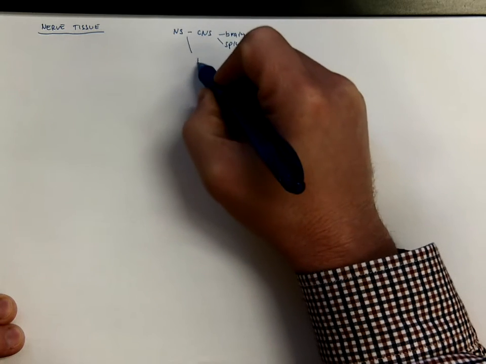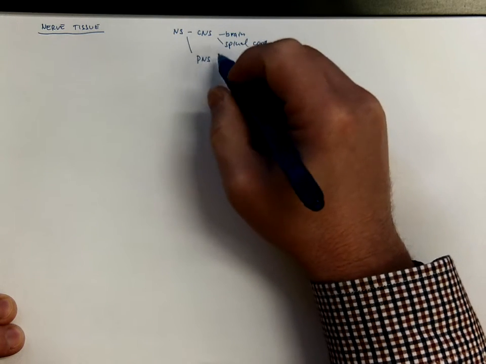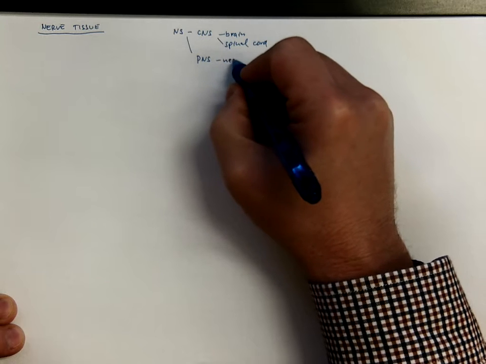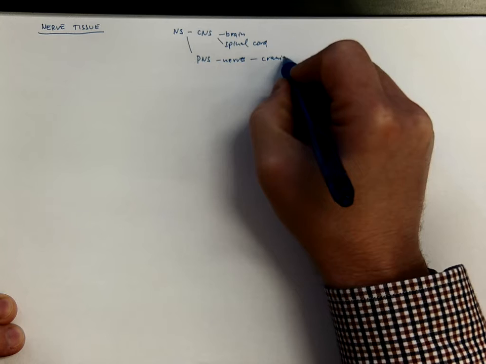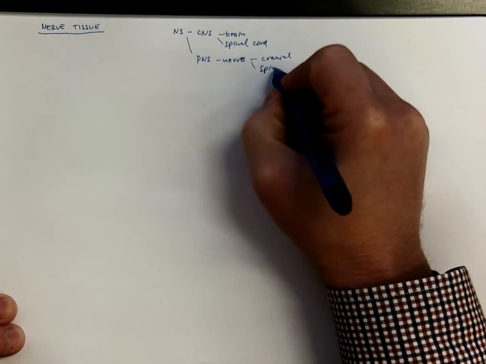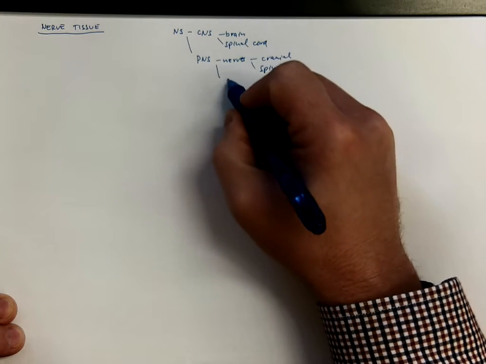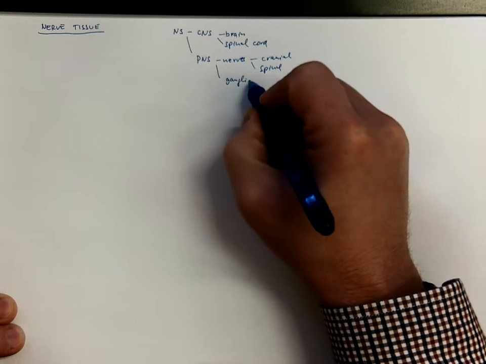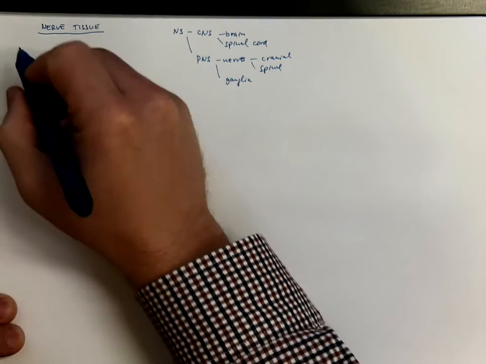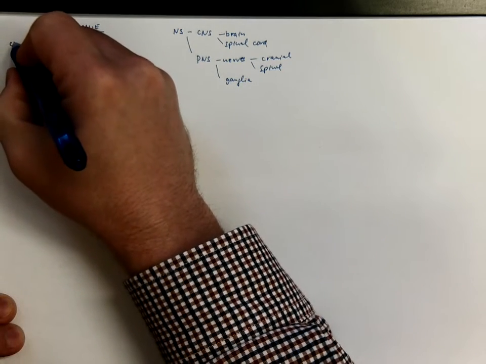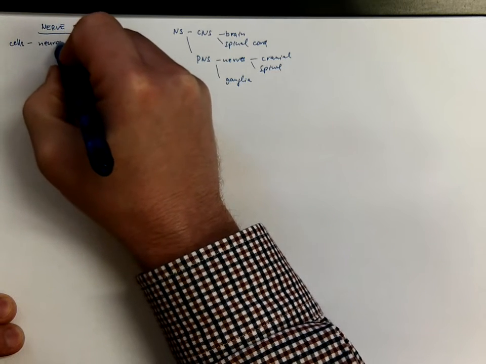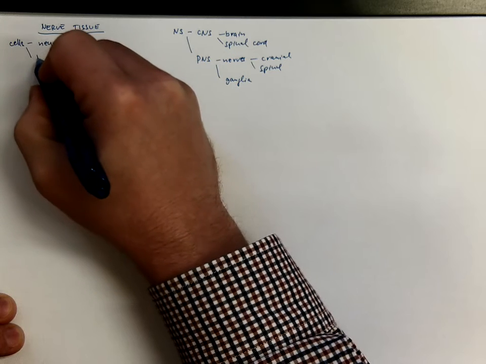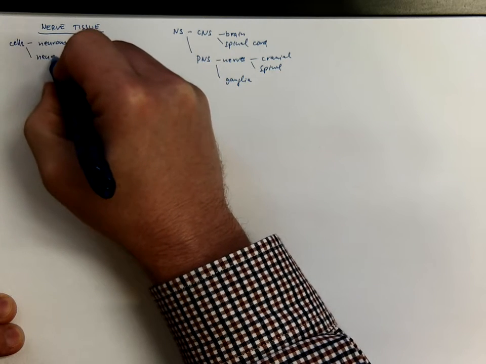and the peripheral nervous system, which includes the nerves, either cranial or spinal, and the ganglia. The cells of the nervous tissue are neurons and the supporting neuroglia cells.